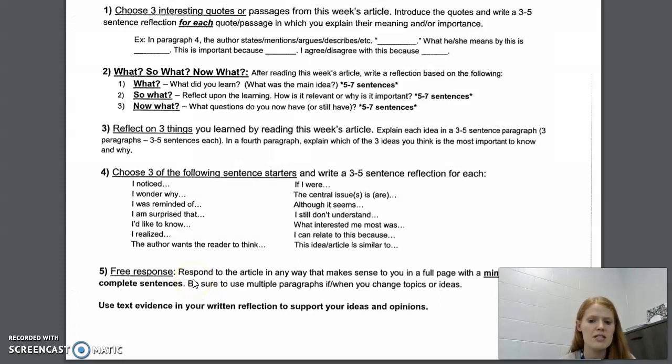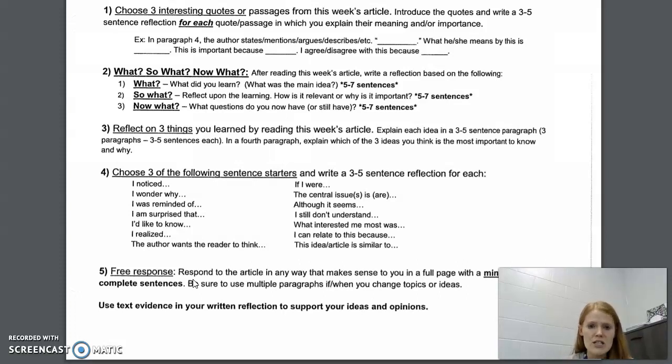If you do the free response, I would say try to write at least 15 sentences. Again, I'm looking more at the word count and less at the sentences. So if you're trying to see, are my sentences long enough or whatever, don't really worry about that. Worry about the word count. Is it at least 200 words, okay?